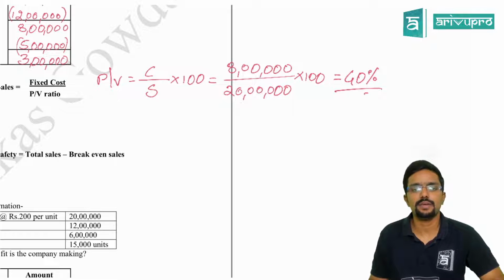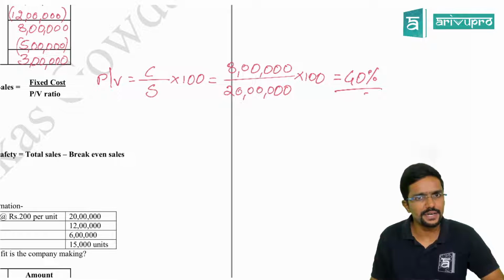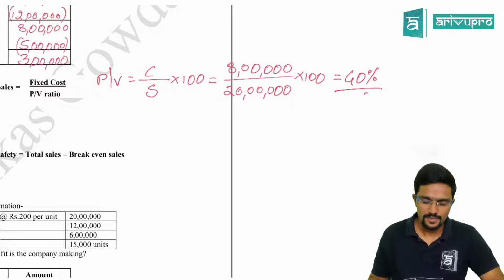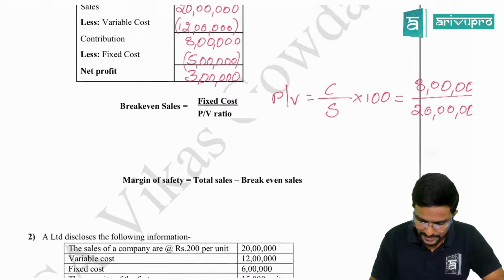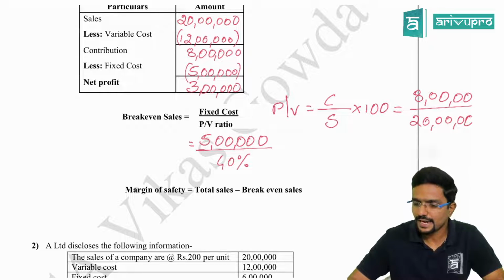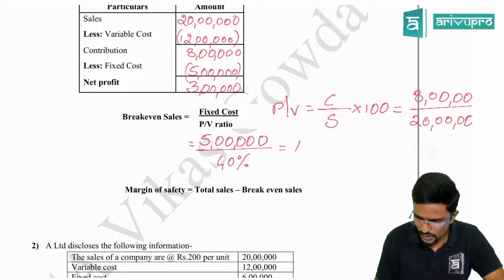40% is my PV ratio. You can also write it in decimal, nothing wrong, 0.4. Next, fixed cost by PV ratio gives my break-even sales. Fixed cost is 5 lakh rupees, divided by PV ratio, which is 40%. So 5 lakh divided by 40% is equal to 12 lakh 50,000.